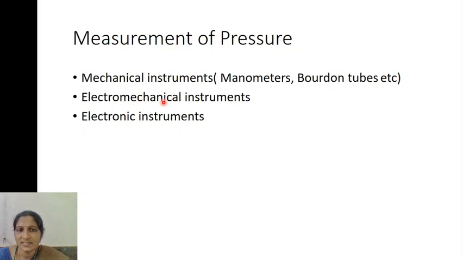Electromechanical instruments are the instruments which use mechanical parts for detection and electrical parts for indication. And the instruments which use only electronic devices for detection and indication are called electronic instruments. As of now we will be discussing the mechanical instruments, those are manometers and Bourdon tubes.